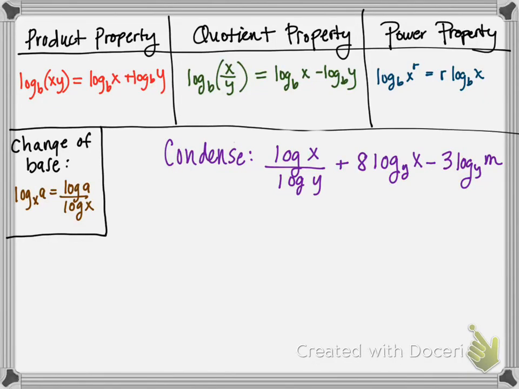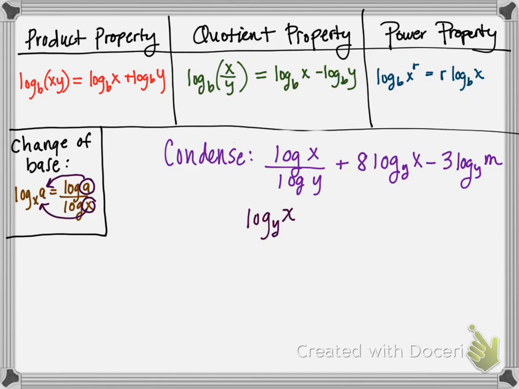In this example, we're going to be using the properties of logs to condense this expression. So for this very first expression here, we're going to be using the change of base formula. So the change of base formula, if you have it written as a fraction and they have the same base, you could turn this into one single log. So this top number becomes the argument and this becomes your base. So the top will be the argument and the denominator's letter will be the base. So the y becomes your base and then the top becomes your argument. So it's log base y of x.